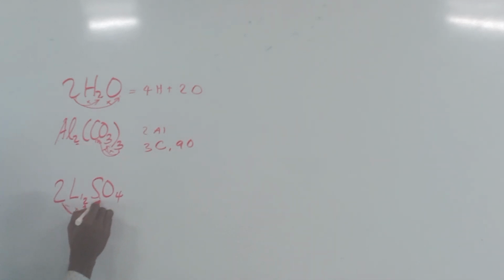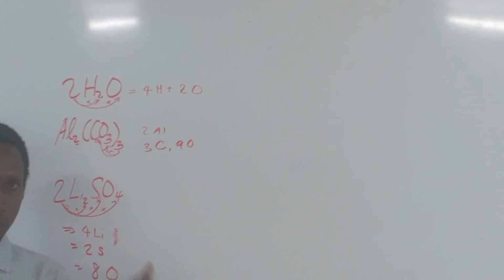So we multiply 2 times. That will be 4 Li, and 2 times 1 will be 2 S, and 2 times 4 will be 8 oxygen. So that's how we count the number of atoms.